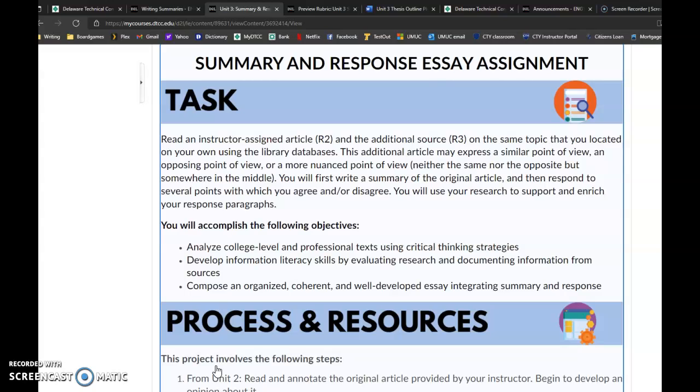Although your essays may not always be called summary response essays, anytime a teacher asks you to read a text or watch a movie or read a chapter or look at a video and then respond to it, what they're asking for is essentially summary response writing.